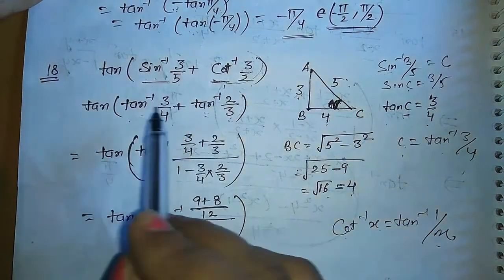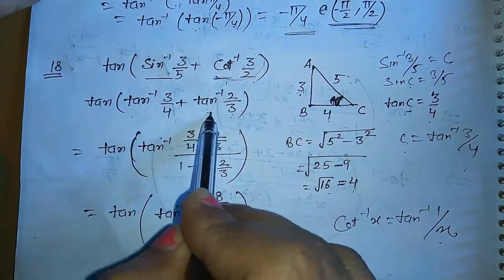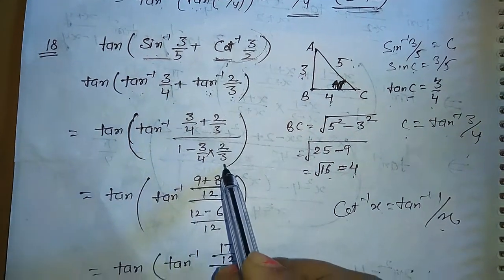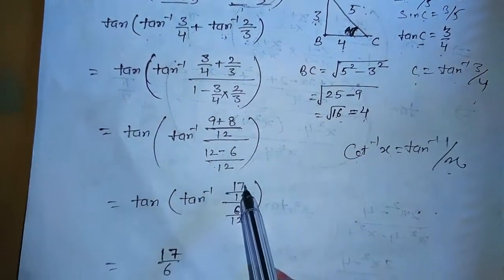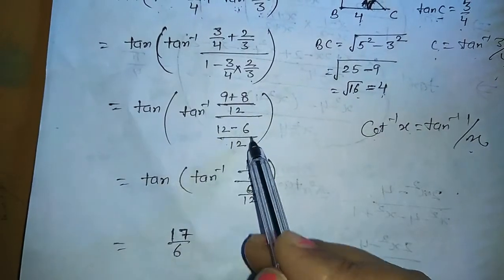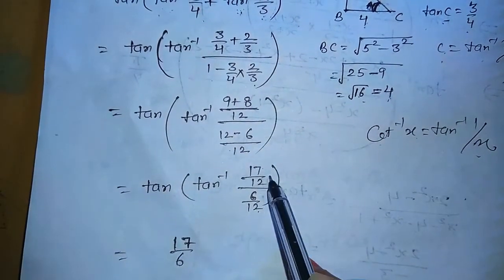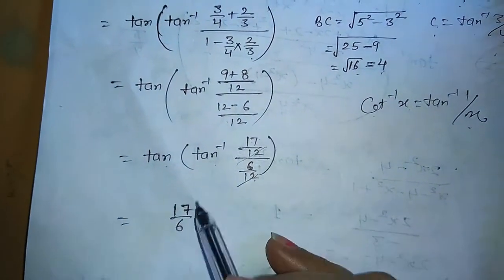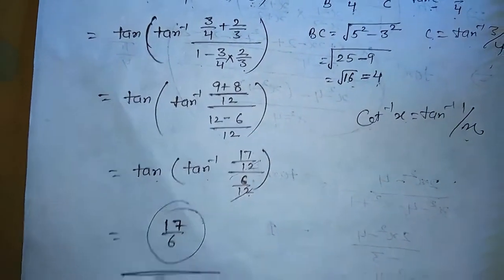And we know the formula of tan inverse x plus tan inverse y is tan inverse of x plus y upon 1 minus xy. After solving, we will get 17 upon 12 upon 6 upon 12. 12 cancels with 12. Tan cancels with tan inverse, and the answer is 17 upon 6.